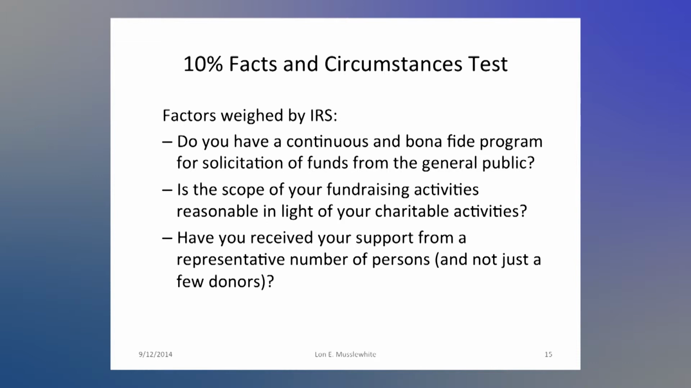Have you received your support from a representative number of persons and not just from a few donors? And this is something that you probably are not aware of unless you've gone back and looked to just see how many different donors that you have. And when you are describing to the IRS how you pass the facts and circumstances test, it's always a good thing to note exactly how many donors you've had over the 5-year period in question. You might be surprised at how large the number is.